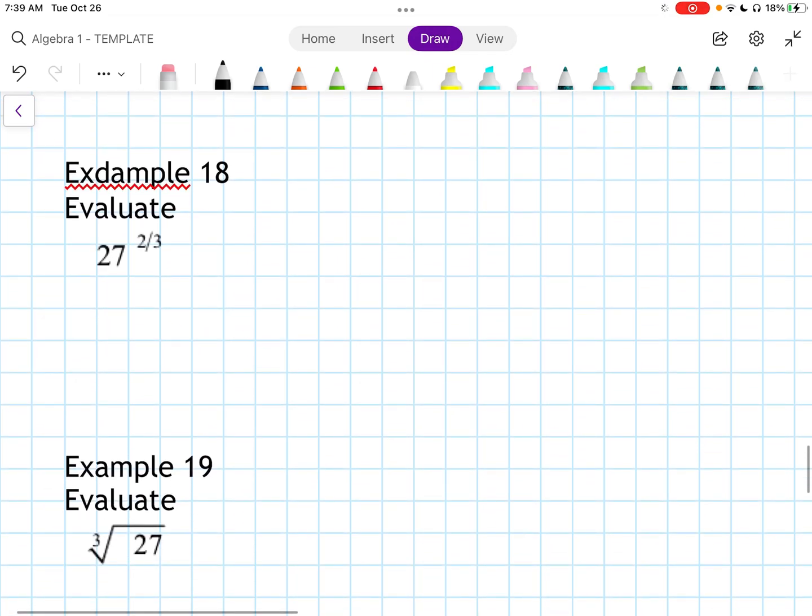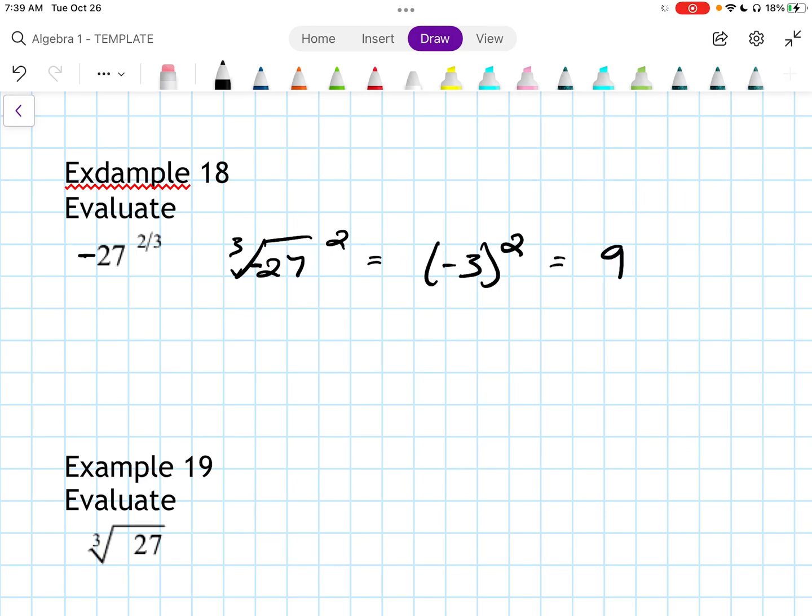Example 18, evaluate 27 to the 2 over 3. That's going to be the cube root of 27, squared. Well, the cube root of 27, this is supposed to be negative right there, and that kind of changes some things. We'll put a negative under there as well. The cube root of negative 27 is going to be negative 3, and then squared. Well, negative 3 squared is going to be 9.